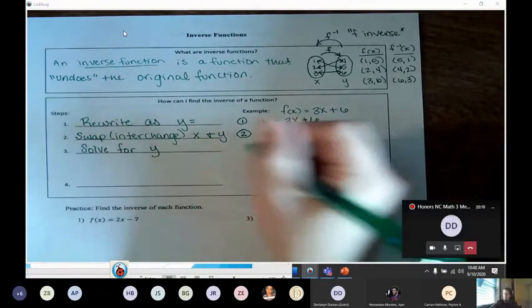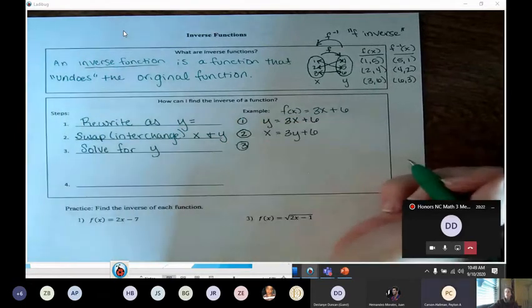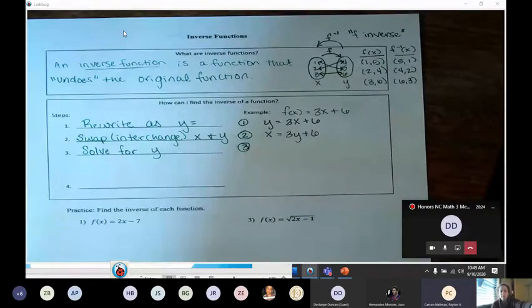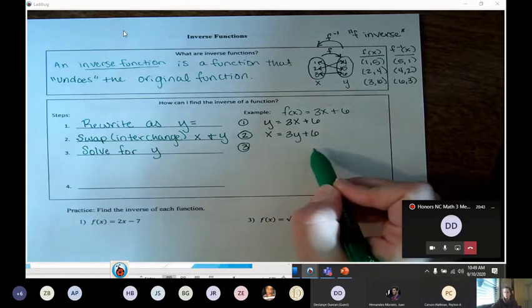So in step 3, I need to isolate y by itself. So you guys should be experts at solving for variables. So I'm going to have you guys help me out. Brandy, are you there? I'm here. All right. So what am I going to do first to get this y by itself? What's the first thing that's got to go?